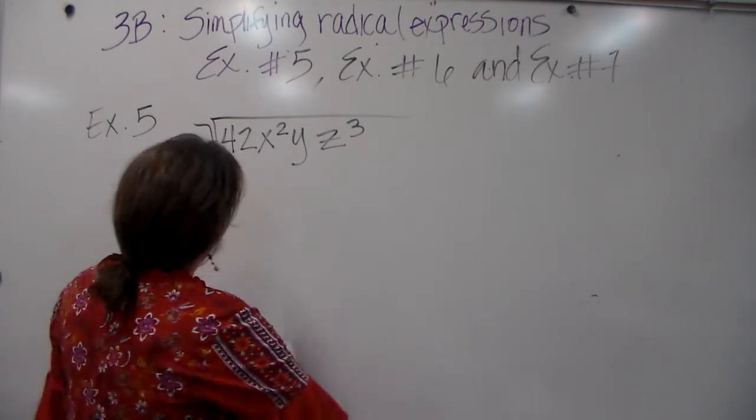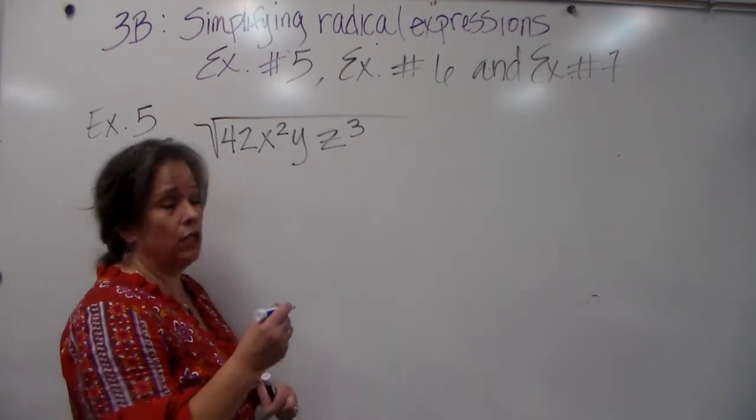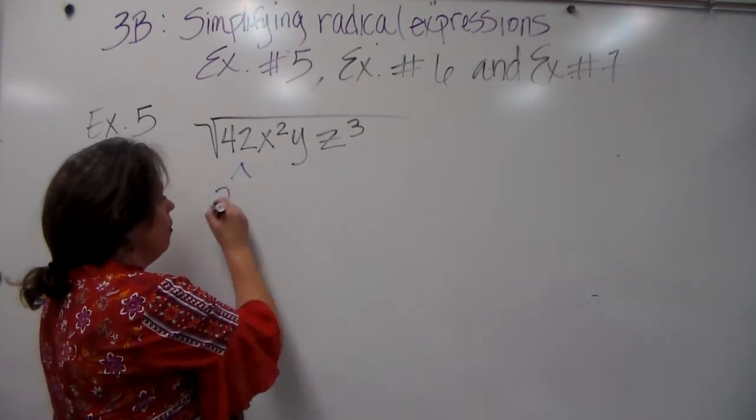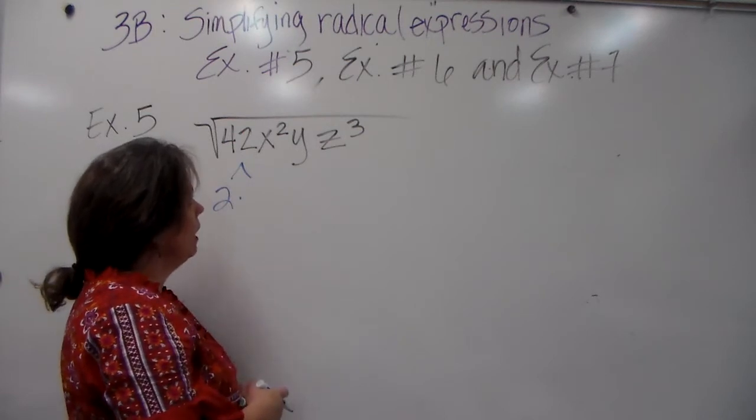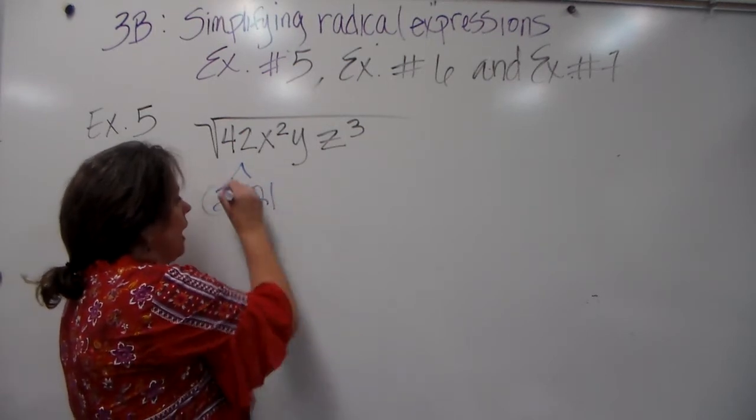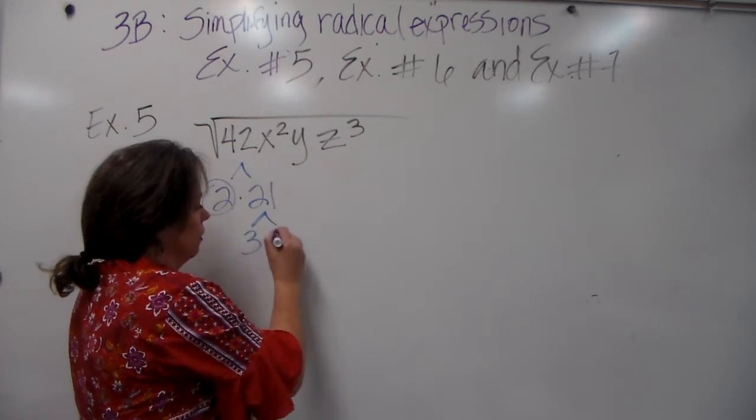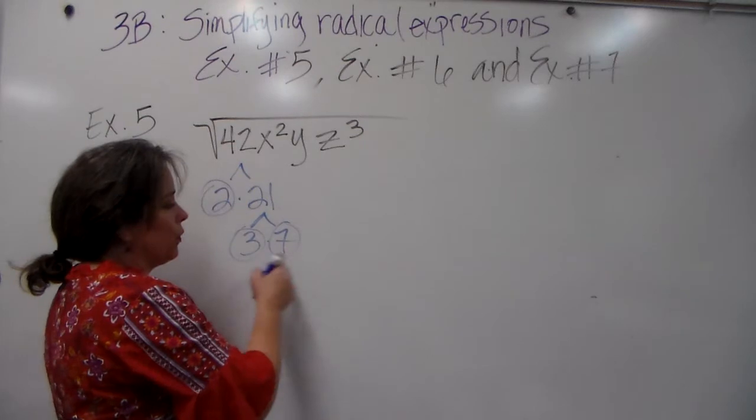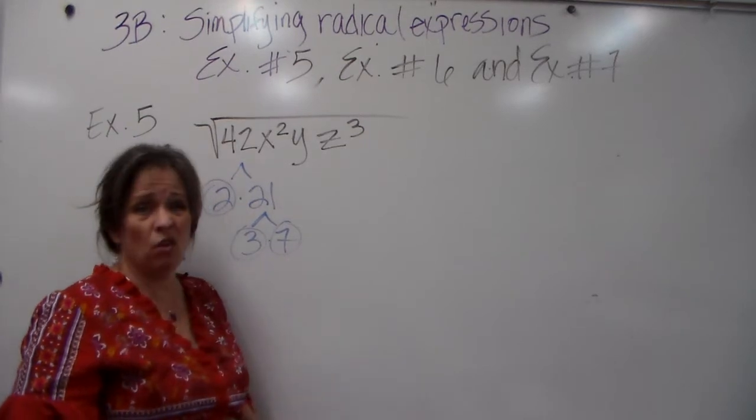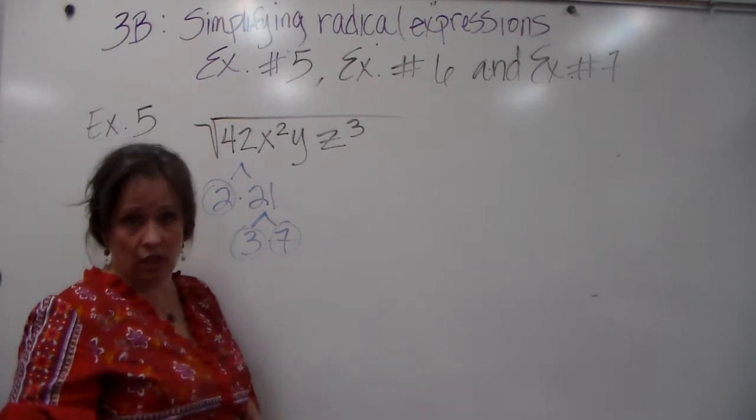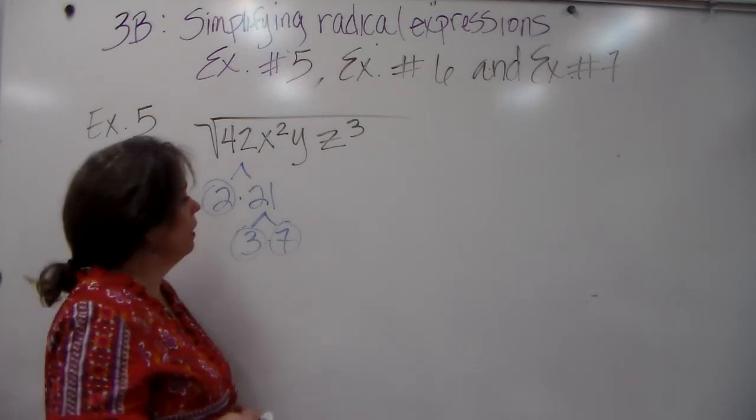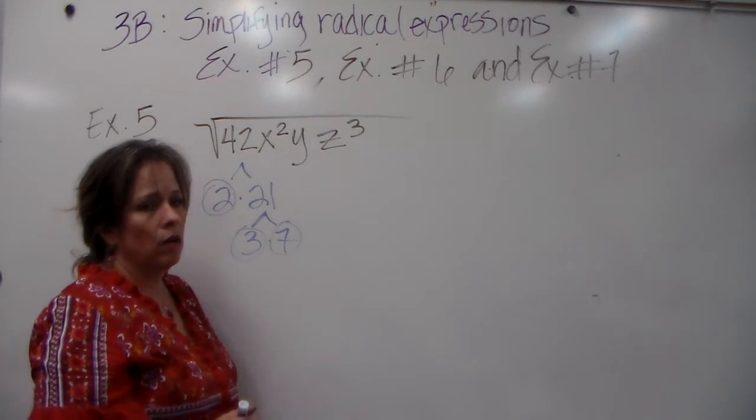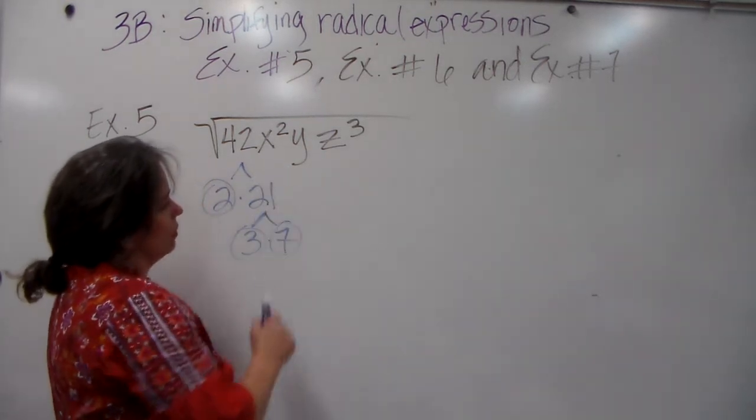In order to do that, we're going to start making a factor tree for the number part first. And when we do that, what we're going to see is that the prime factors for 42 are 2, 3, and 7. So we don't have any matches that can break out, okay? So we can't simplify 42 at all. But let's see what happens with our variables.